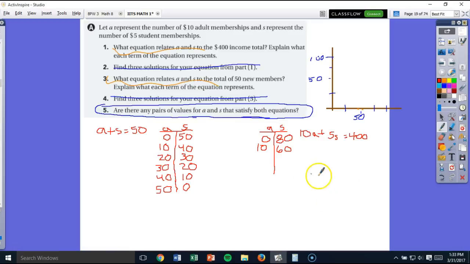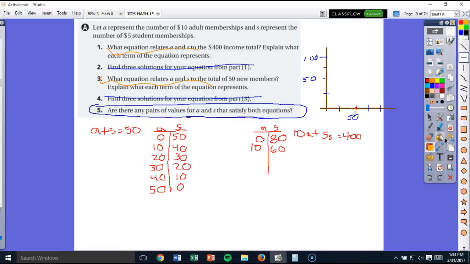So go on and try to find a set that matches up, and then I would graph these. Like this one, if we have 0 adults and 50 students, we'd be here. And then if we had 50 adults, we'd have 0 students, and we'd be right in here, and we could draw our line. It would be in here somewhere. So that would be the graph of this one.